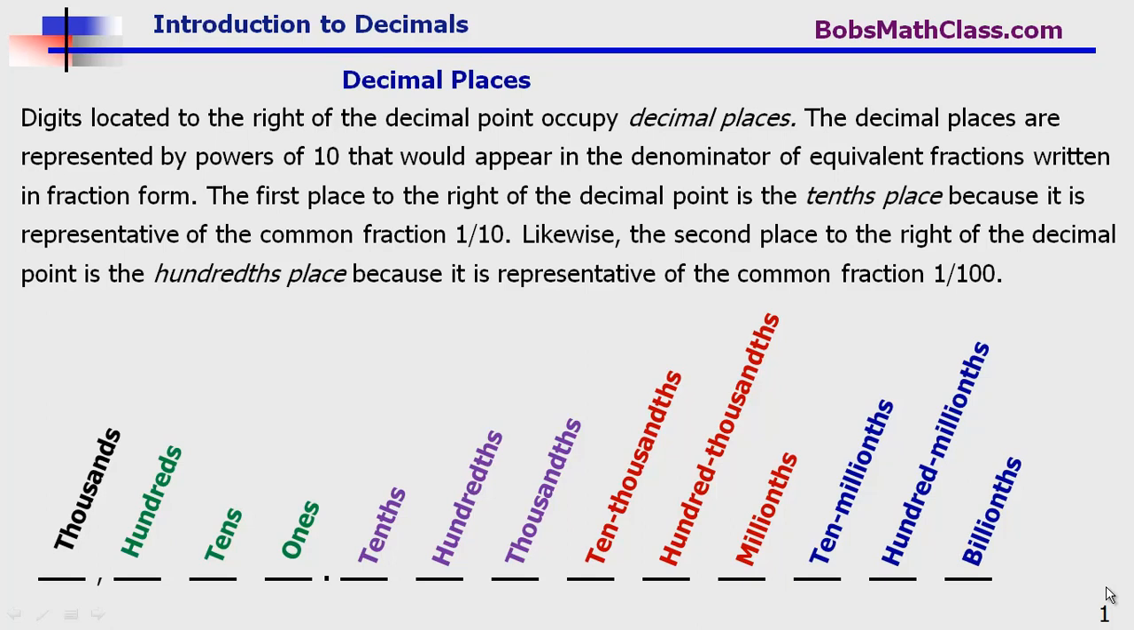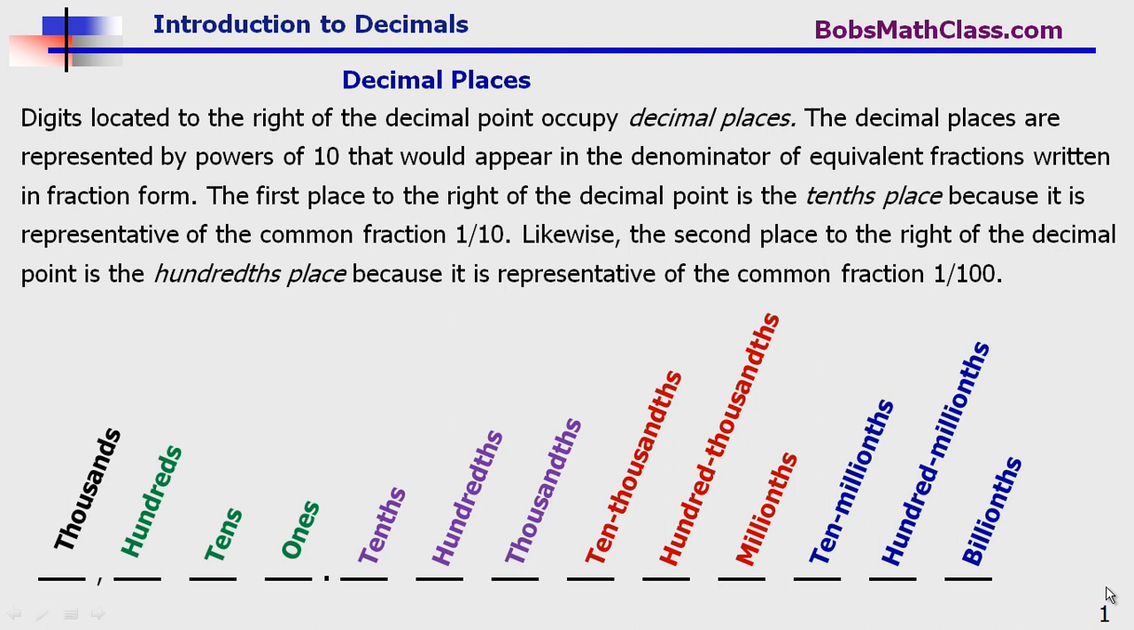Introduction to decimals. Decimals located to the right of a decimal point occupy decimal places. The decimal places are represented by powers of 10 that would appear in the denominator of equivalent fractions written in fraction form. Okay, so we're getting a little complicated. There's a relationship between decimals and fractions. So even though we're talking about decimals, we can't get away from fractions.